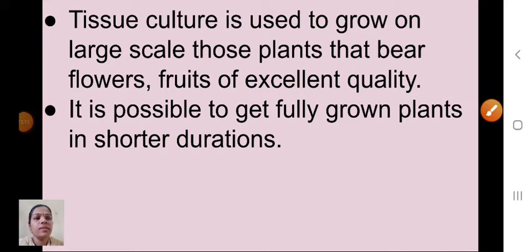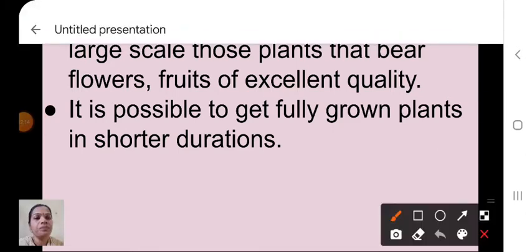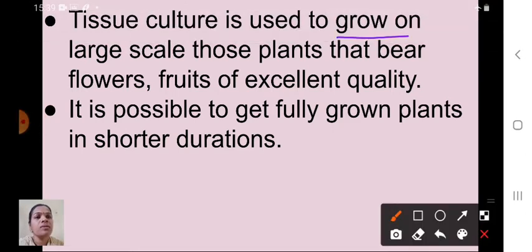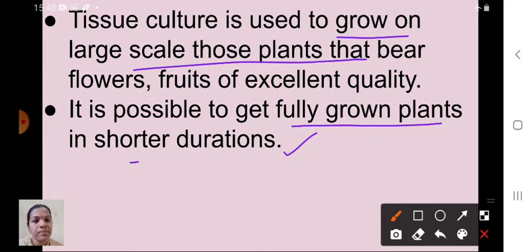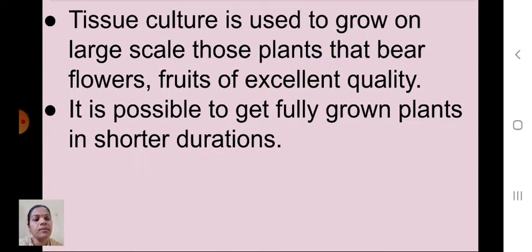So here, first, tissue culture is used to grow on a large scale those plants that bear flowers and fruits of excellent quality. It is possible to get fully grown plants in shorter durations. This is the second point.